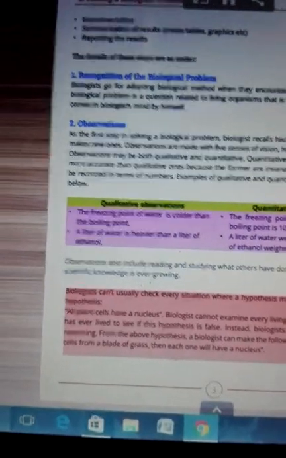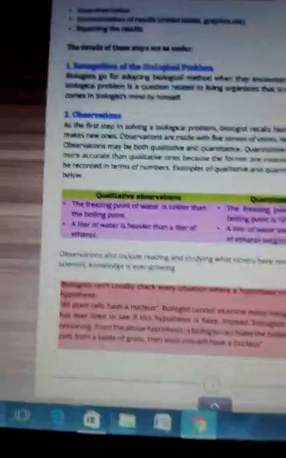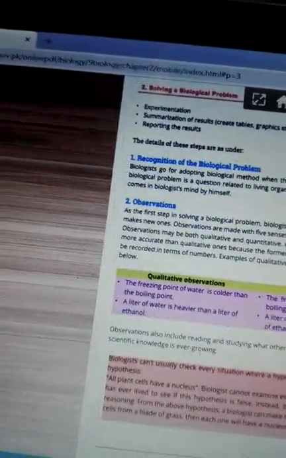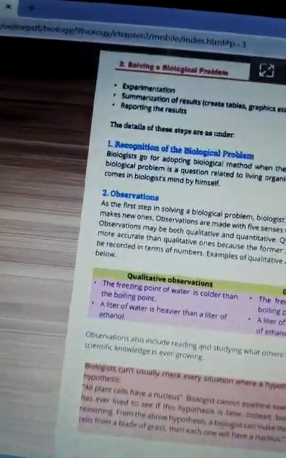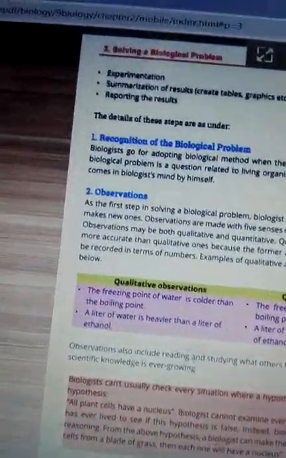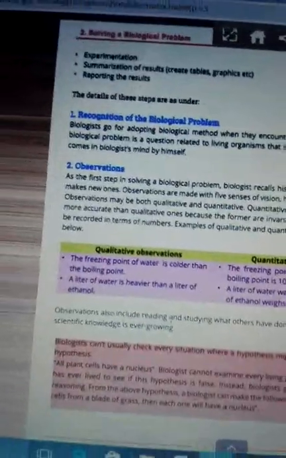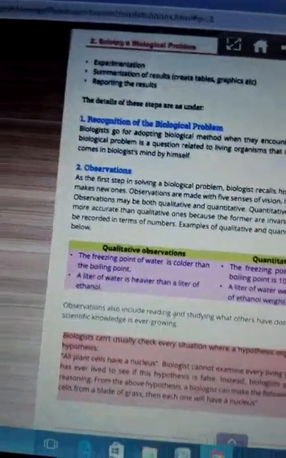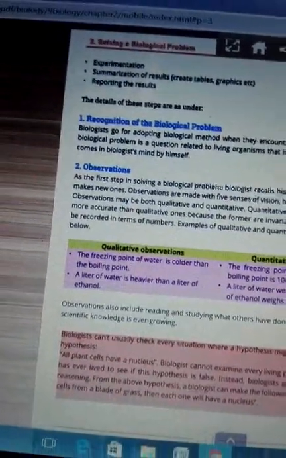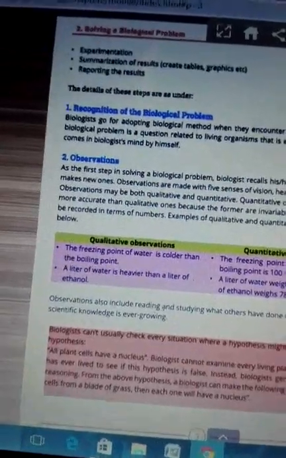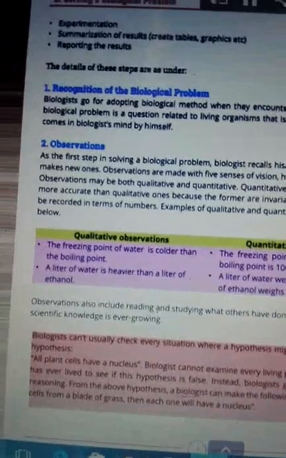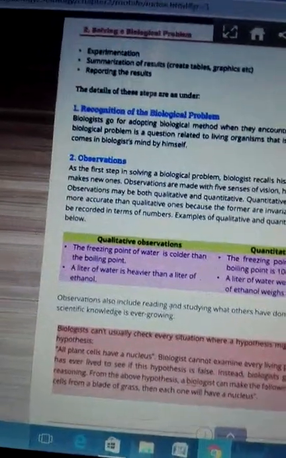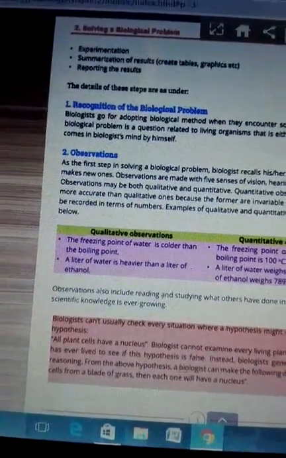We design experimentation of different kinds. After the experiment, of course, we have a result in the form of tables, graphics, data, numbers, etc. And then at the last, we report the result. We report the result to someone who is after the whole project. We publish that in the form of books, graphic papers and digital papers, etc. Alright guys, these were the complete steps involved in solving a biological problem.